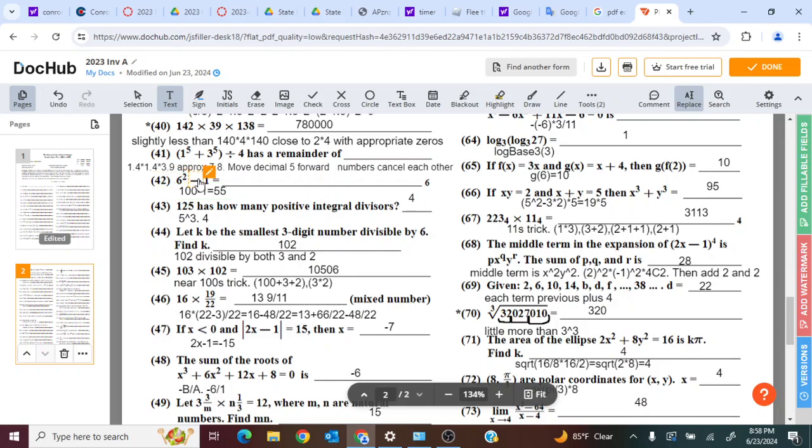This is 6 squared minus 1. Basically, that's 36. So in base 6, it would be 100. 6 squared, and then your 6, and then your 1.